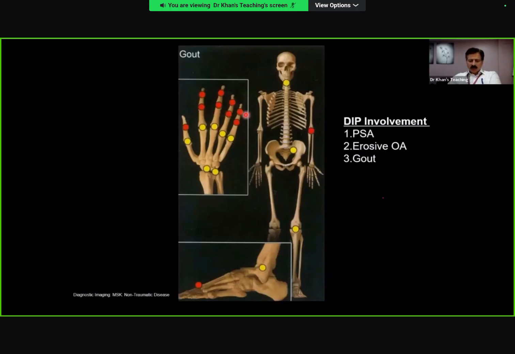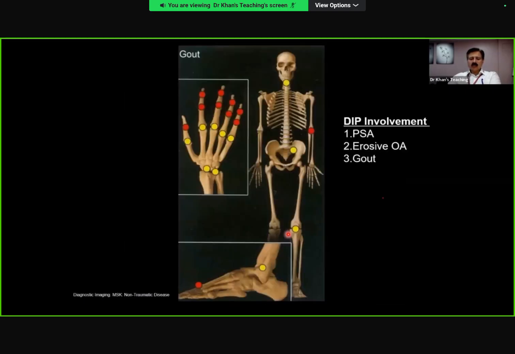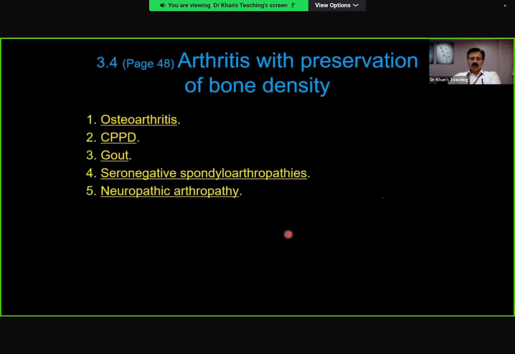In gout, please remember distal interphalangeal joint involvement. And this is why, if you can make a note for the exam, DIP involvement: PSA, erosive OA, gout. We know that gout classically involves the first metatarsophalangeal joint, but nobody in the exam is going to show you this type of gout. It is too easy. So they will show you something else, an unusual, atypical or slightly uncommon presentation of gout.